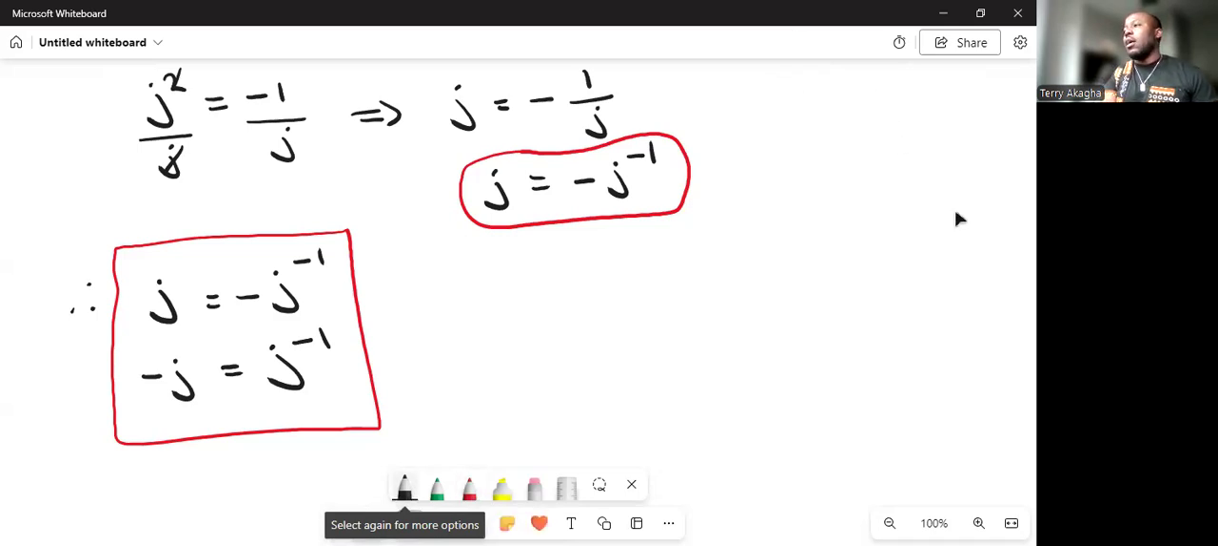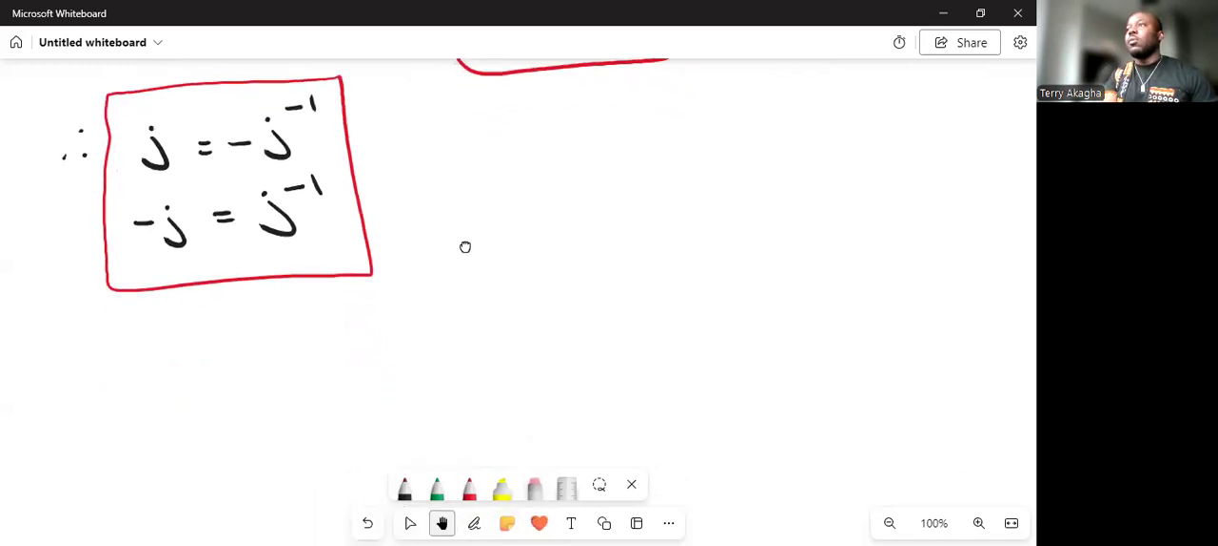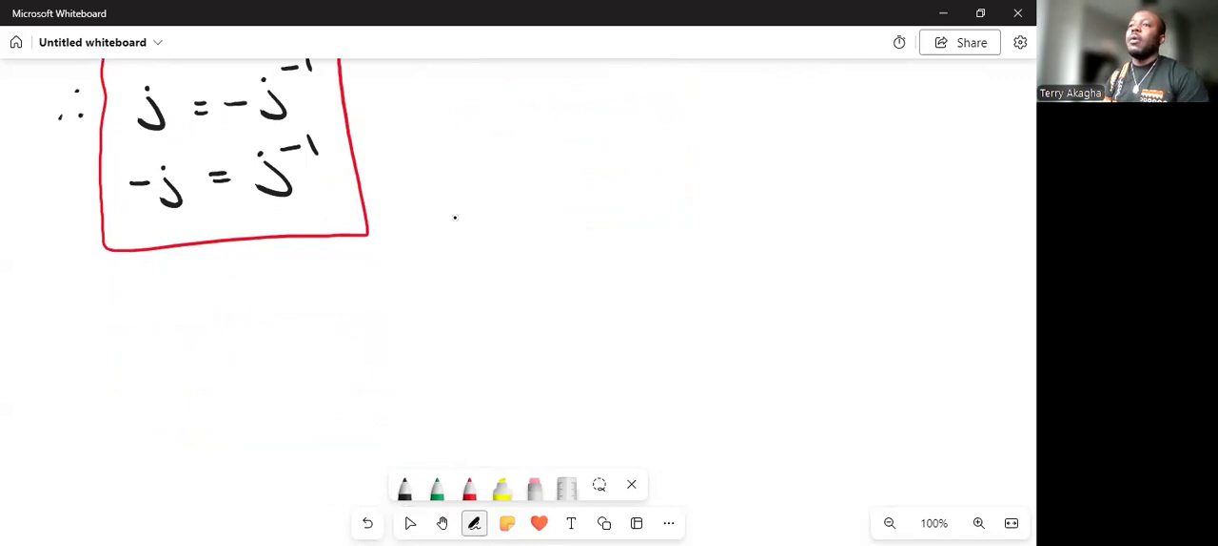All right, so let's apply this concept now. If, for instance, we have J to the power of -1, we've already agreed that J to the power of -1 is minus J. Easy, right? It's no big deal there because we're already given.